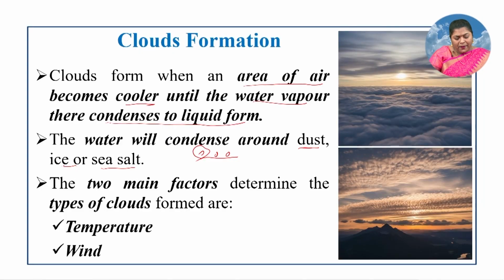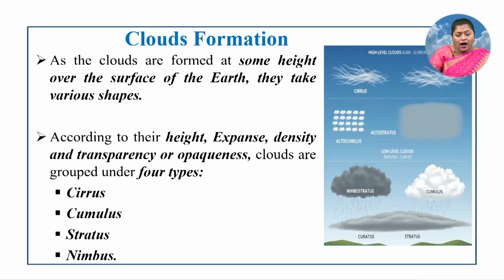There are two main factors which determine the types of clouds. What are the two main factors? They are temperature and wind. Temperature and wind are the most important factors which determine the formation of clouds. As the clouds are formed at some height over the surface of the Earth, they take various shapes. So, different shapes are formed when it reaches some height. According to its height, expanse, density, transparency or opaqueness, the clouds are grouped into 4 major types.